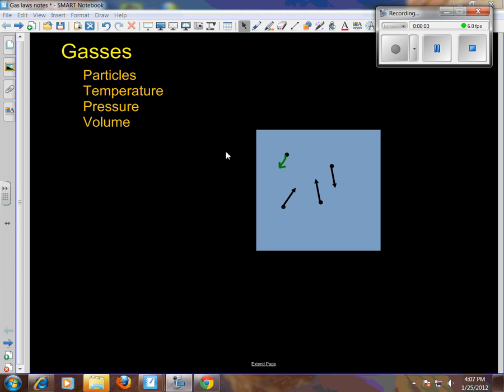Welcome to an introduction on gases. First of all, we have to consider what gases are and then consider some of the characteristics of gases.